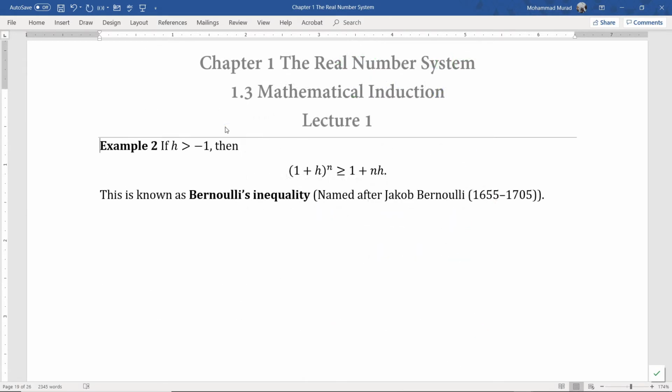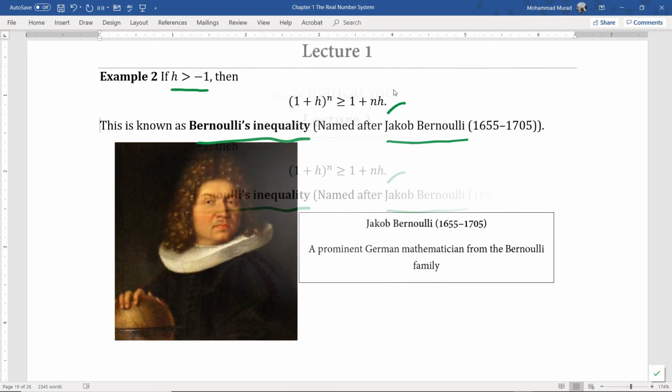Let's look at another important example. If h is a real number larger than -1, then this statement is true. It says that the nth power of 1 plus h is larger than or equal to 1 plus n times h. This is known as Bernoulli's inequality, named after Jacob Bernoulli, a prominent Swiss mathematician from the Bernoulli family. There are 7 prominent mathematicians from that family who made important contributions in calculus, analysis, and several other branches of mathematics.